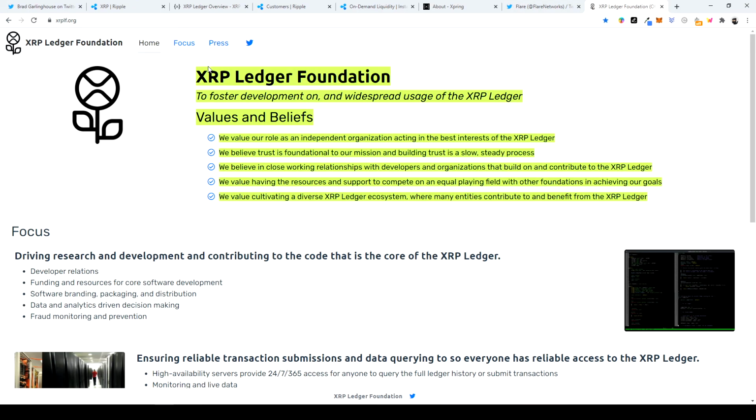And from yesterday, XRP Ledger Foundation launched, and it is created to foster development on and widespread usage of the XRP Ledger. So this is something very interesting also, so you can check it out, XRP Ledger Foundation.